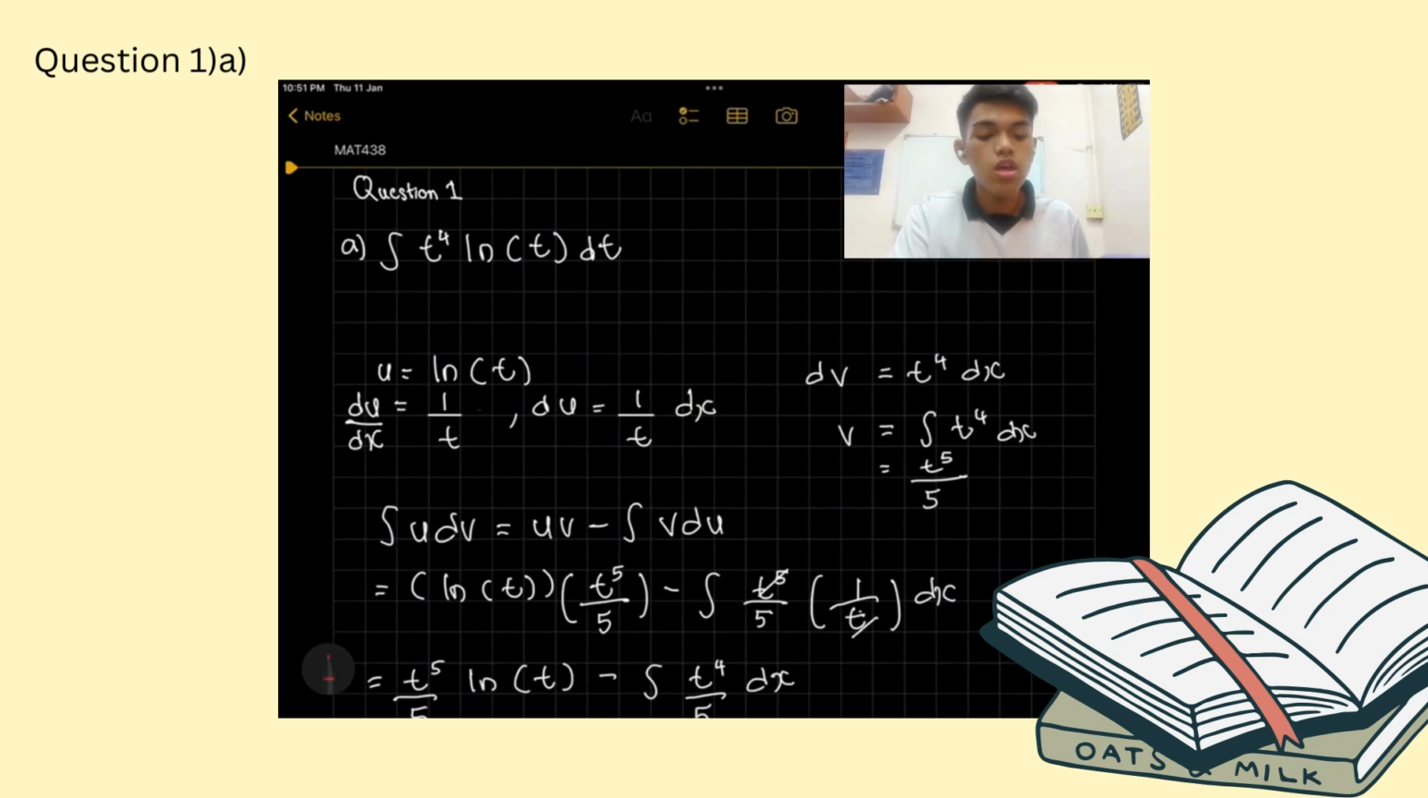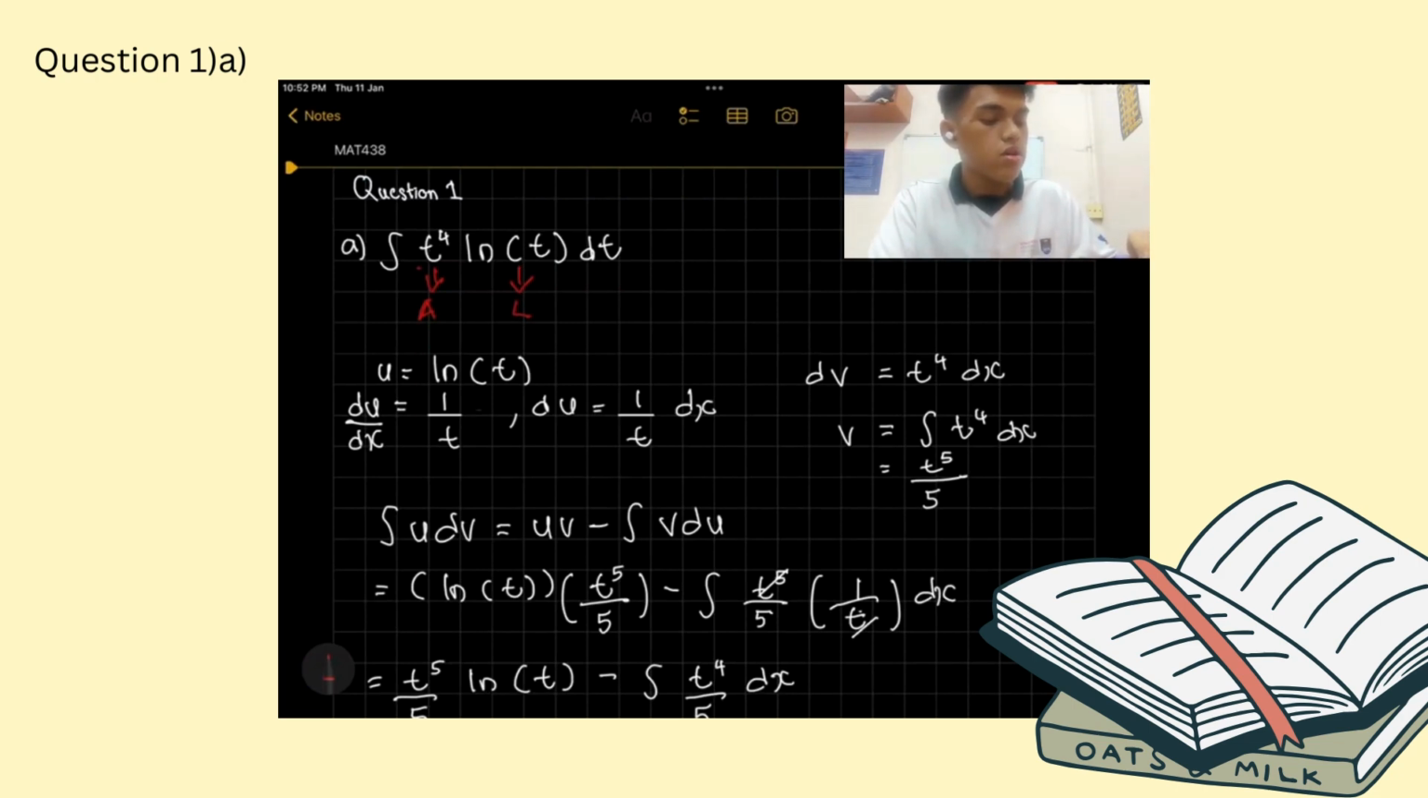And as given, question 1A is integrate t power 4 ln t dt. As you can see, t power 4 is algebra and ln t is a log. So we use ln t as u, and differentiating ln t gives 1 over t. So du equals 1 over t dt. After that we put dv as t power 4 dt.